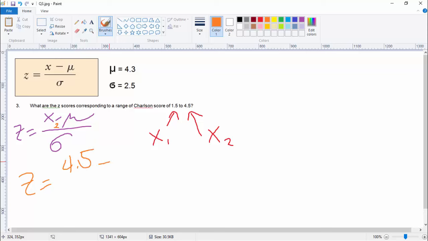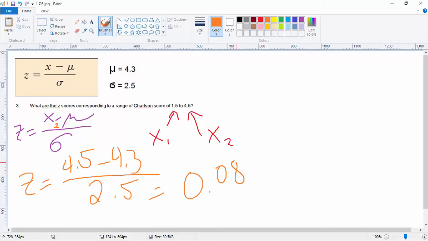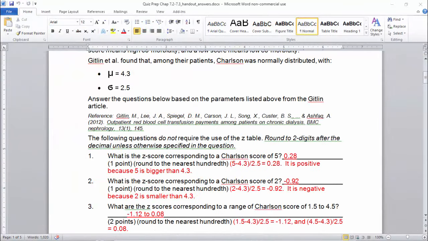4.5 minus 4.3, and again you'll notice 4.5 is bigger than 4.3, so this is going to be positive. Divided by 2.5, you're used to that. And now we're going to get 0.08. So technically then the answer is, for this range, the range of z-scores is going to be negative 1.12 all the way up to 0.08.